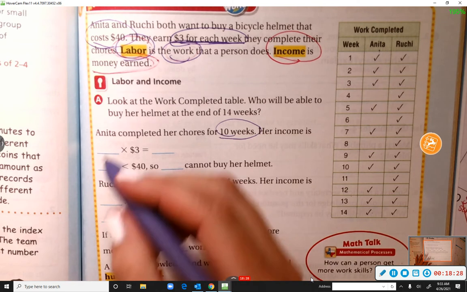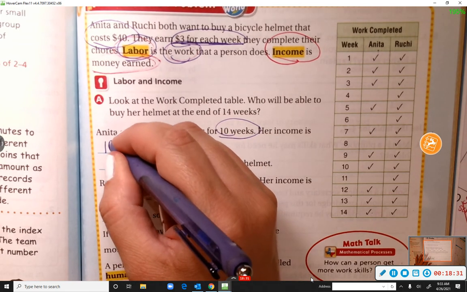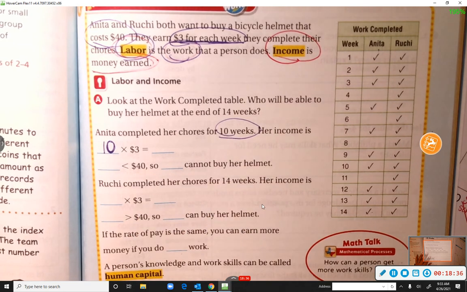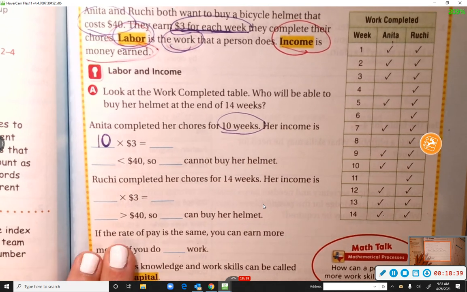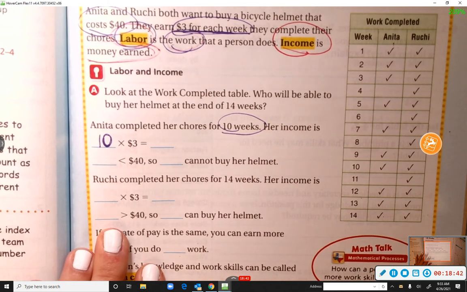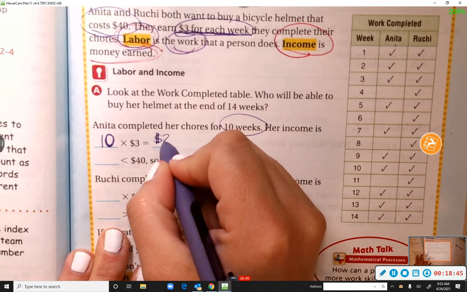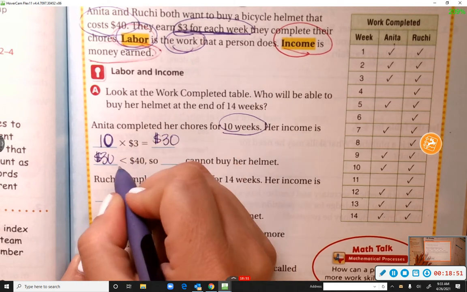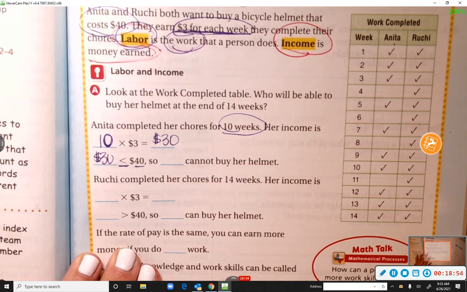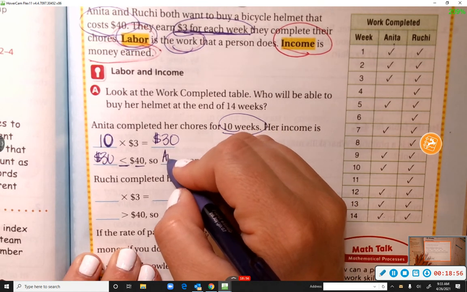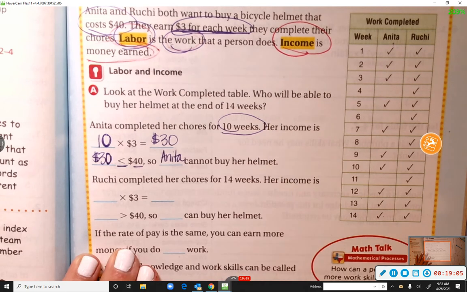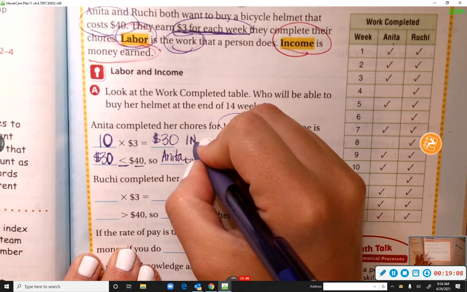Okay, so her income is going to be the 10 weeks that she worked times $3. Why $3? That's how much they get paid for each week. Okay, so what's 10 times 3? 10 times 3 is 30. So will she have enough for the helmet? No. $30 is less than 40. So Anita cannot buy her helmet. Okay? Her income was $30.